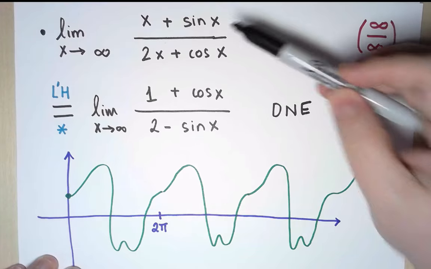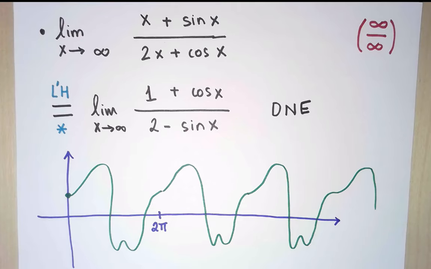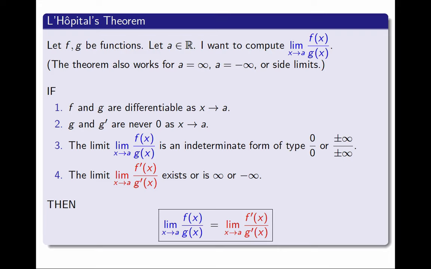Does this mean that the original limit doesn't exist? Well, not so fast. As a reminder, this is what L'Hopital's theorems say. In order to apply this theorem, I need to satisfy 4 conditions, and the fourth one in particular we often forget about, but it's important. In order to use L'Hopital's rule, I need the second limit, the limit of f prime over g prime, to either exist or be infinity or minus infinity. If it doesn't exist for a different reason, then I cannot apply L'Hopital's rule. The theorem doesn't apply, it doesn't give me any information.